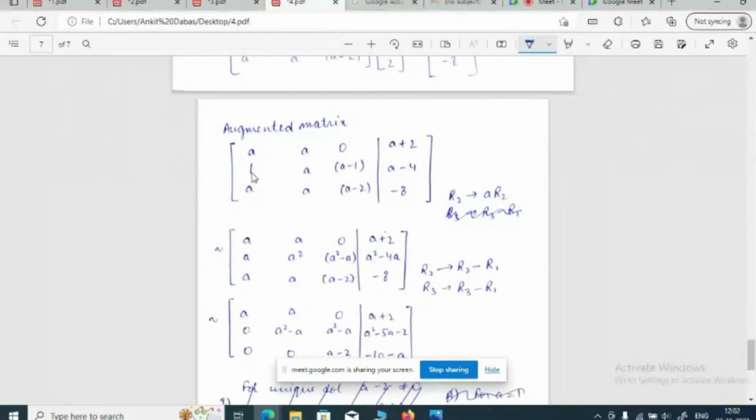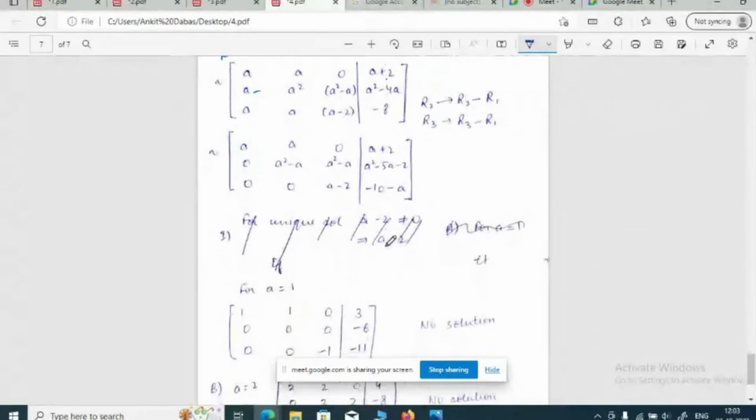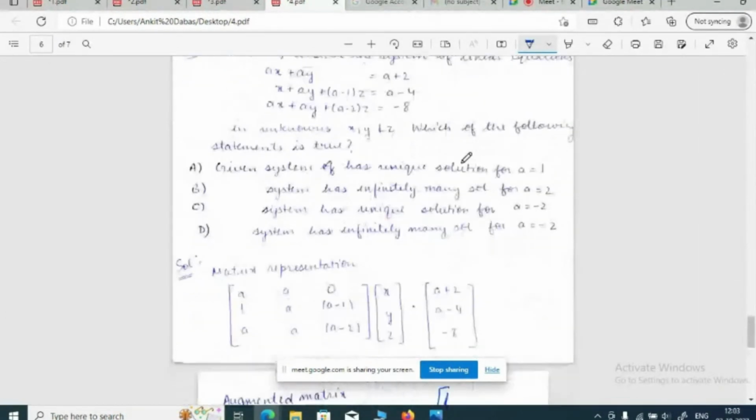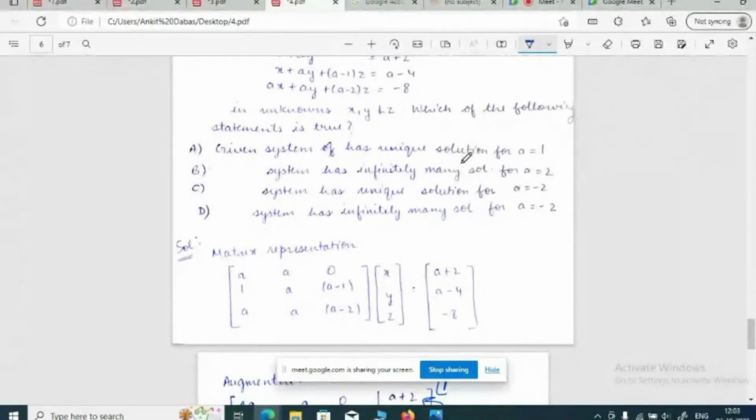There is an easier way you can do it, like this also. Interchange row 1 and row 2 so that the first row has 1 over here. Or you can multiply the second row by a so that this becomes easier to solve. Compute this. This is the final matrix that we get. So we have to compute the values of a. The possible values of a that are given here are a equals 1, 2, and minus 2.